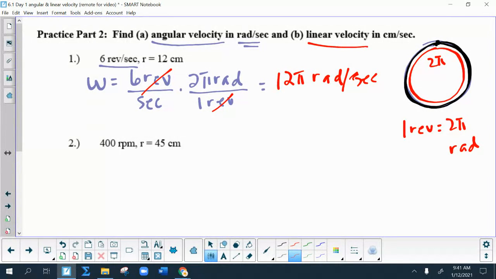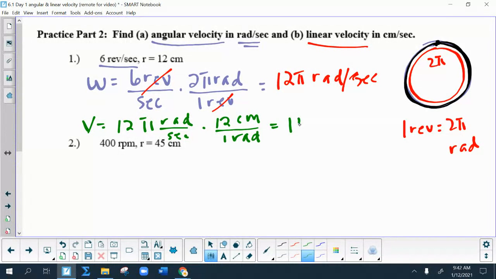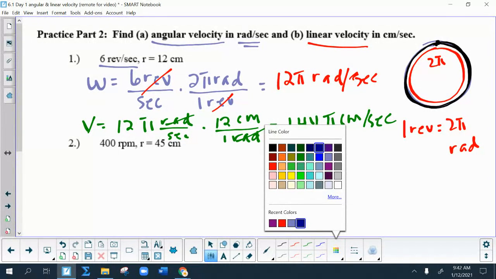Okay, now I want to find the linear. And the linear is just found by taking the 12 pi radians per second, that's your angular, and multiplying by the radius, which happens to be 12 centimeters per 1 radian. And that is equal to 144 pi centimeters per second. Those radians cancel.